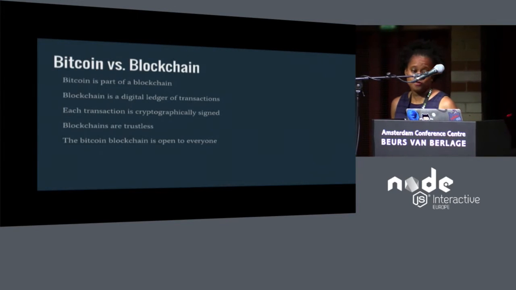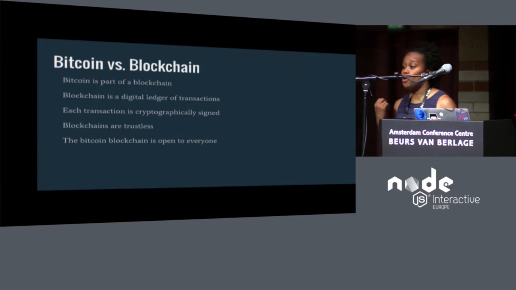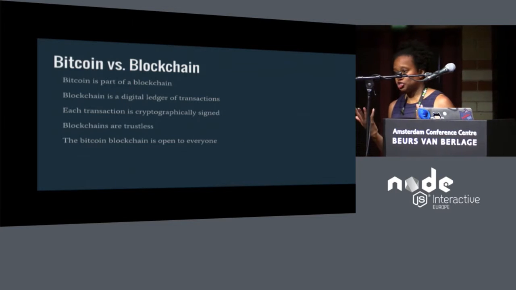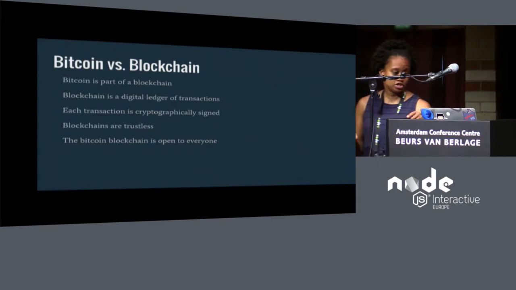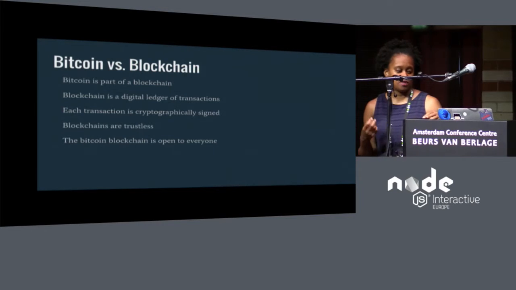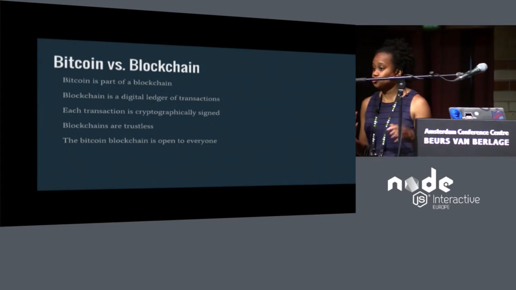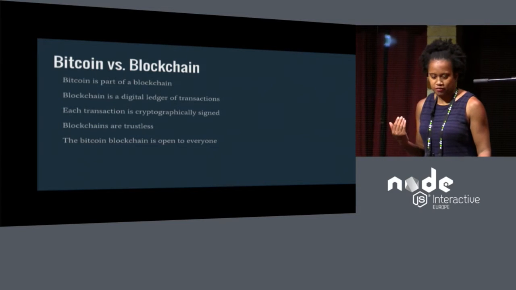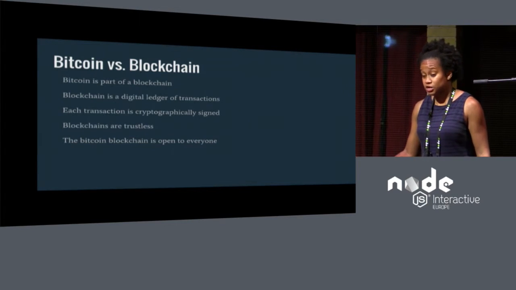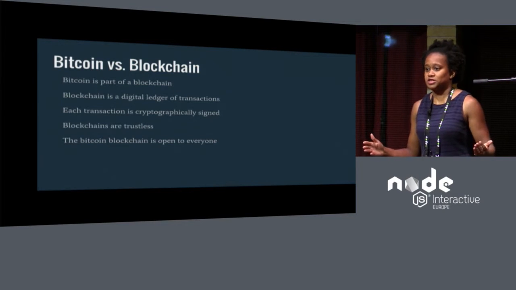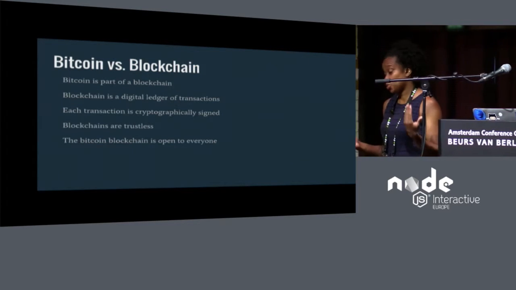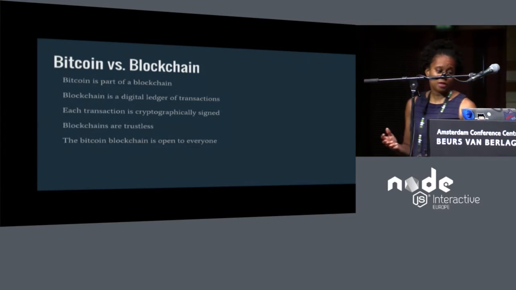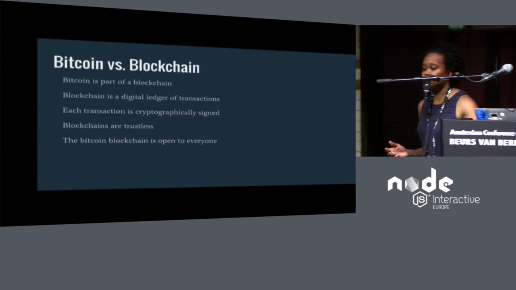So once again, Bitcoin versus blockchain. Bitcoin is part of the blockchain and it's what popularized this technology. Blockchain is also a digital ledger of transactions. Each transaction is cryptographically signed. Bitcoins are trustless, which means you don't have trust with a password, you don't have trust with a third party. It's just you and the other person, and it's a system that is not based on authority or trust or passwords. And the Bitcoin blockchain is open to everyone.